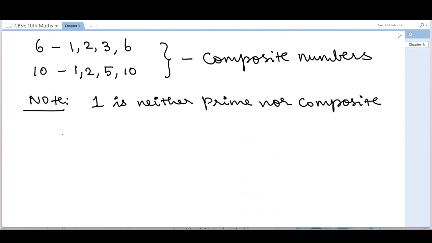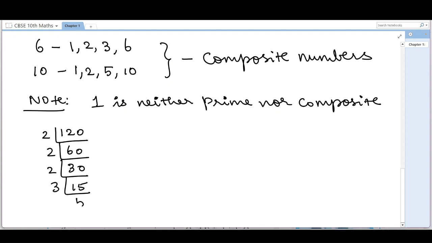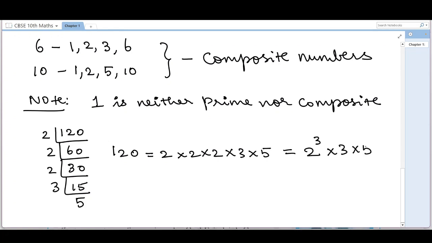Let us take the number 120. If I try to factorize it, again 2, 30, again 2, 15, now 3, 5. So 120 can be written as 2 into 2 into 2 into 3 into 5, or in simple terms I can write it as 2 power 3 into 3 into 5.